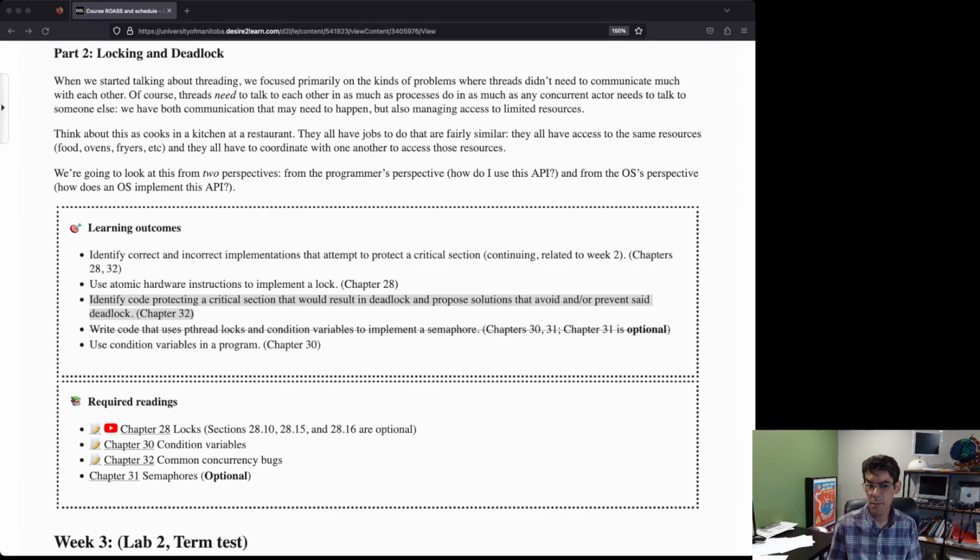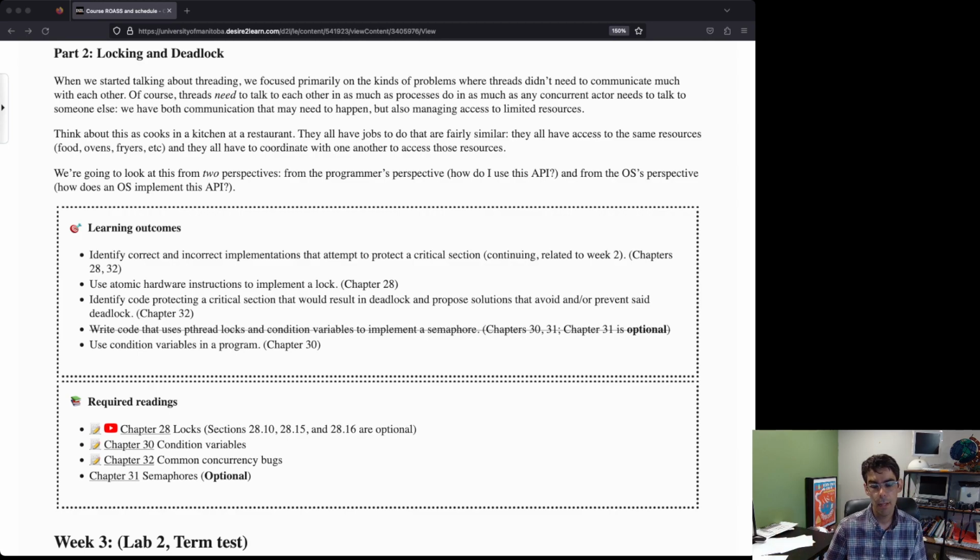And like I said before, you're going to be implicitly assessed on this in assignment 2. So in assignment 2, you're going to be using condition variables in a program. This is both for lab 2 and assignment 2. And one of the things that you'll be doing with condition variables and with locks is simulating a scheduler, which takes us into this week.